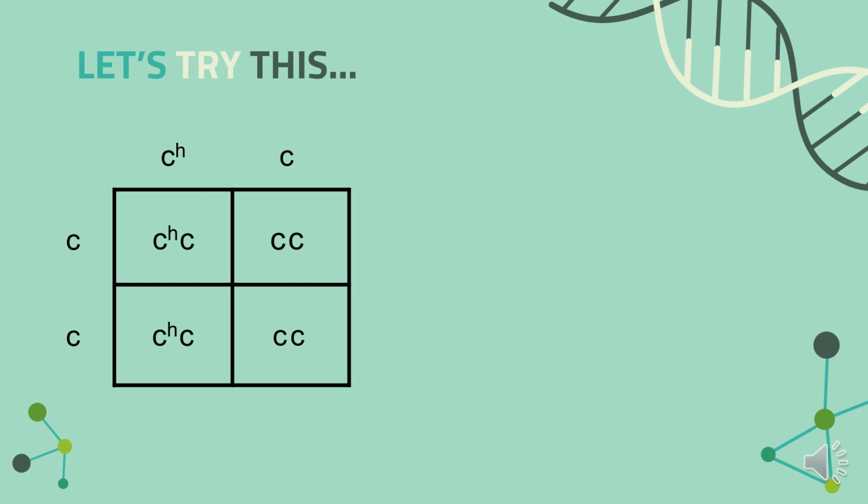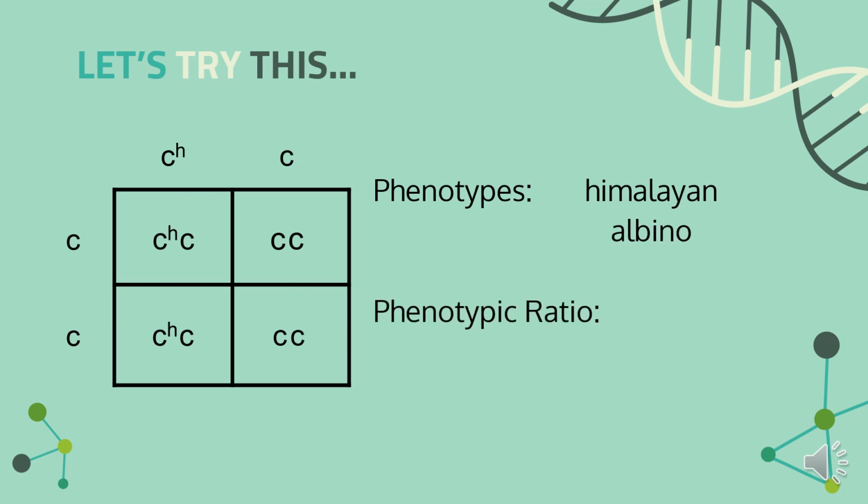As for their phenotypes, we need to take into consideration the order of dominance of the rabbit coat color alleles. Lowercase c^h, lowercase c. Since lowercase c^h is dominant over lowercase c, therefore, this offspring is a Himalayan. Lowercase c, lowercase c. All alleles present in this genotype are recessive. Therefore, this offspring is an albino. As for their phenotypic ratio, all are 50%.